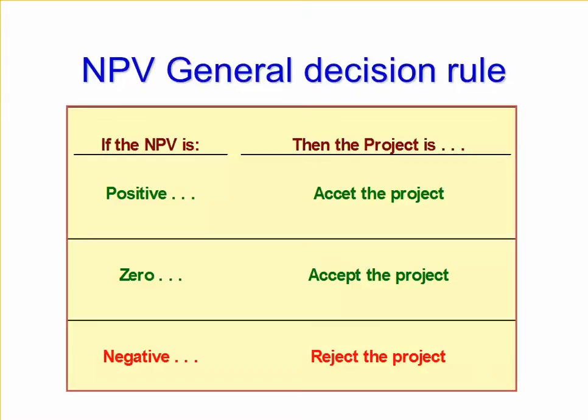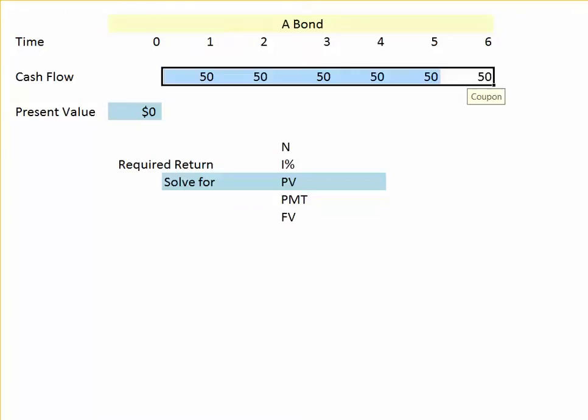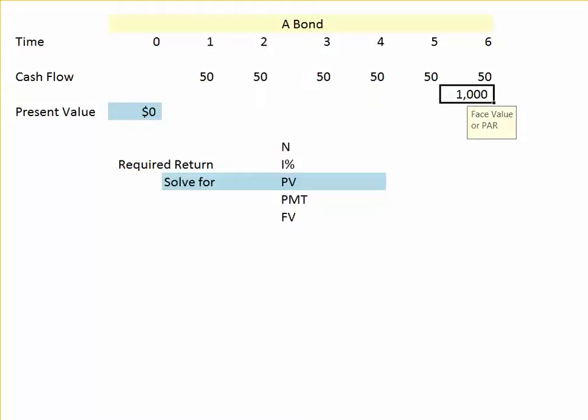Let's go ahead and take a look at some examples. In taking a look at our capital budgeting, we're first going to evaluate the present value and see how it relates to something we've already studied, which is a bond. Recall our bond had annual cash flows, which we referred to as the coupon, and also at the bond's maturity, we received its face value or par value.